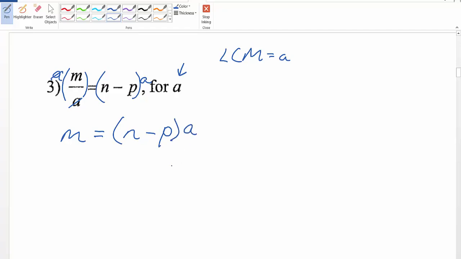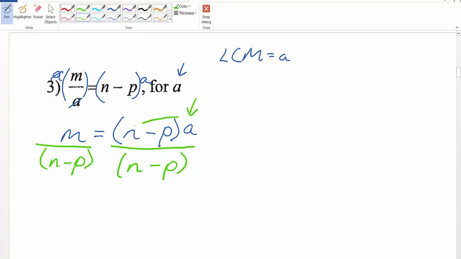times a. Well, keep in mind, our end game is to go ahead and find a all by himself. Well, this n minus p kind of acts as one big number, one big coefficient. And because we want a all by himself, what we can go ahead and do is divide both sides by this n minus p.